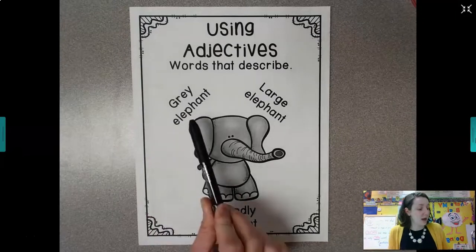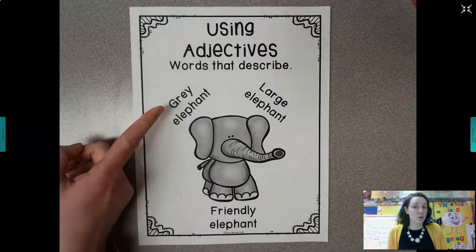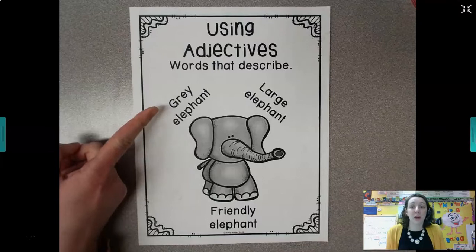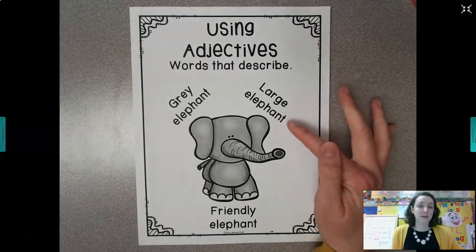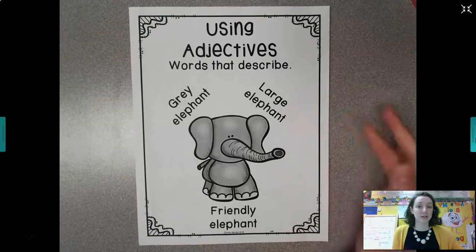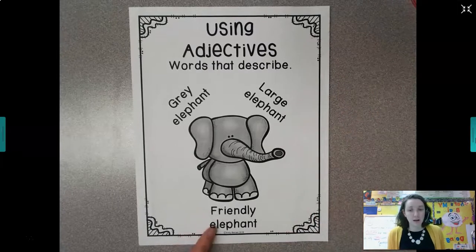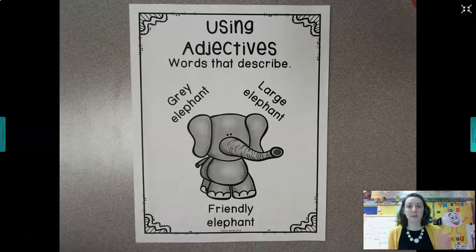So for example, we have this elephant. He is a gray elephant. So the adjective gray is the color he is. He's a large elephant. So large is the adjective there. And then he is a friendly elephant. So of course, what is he? He is friendly. That describes him.